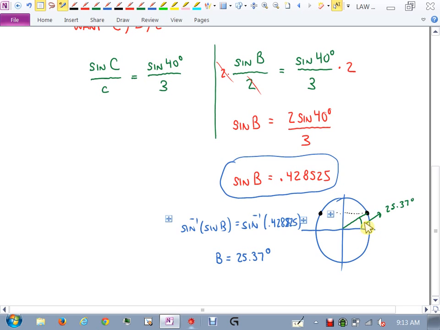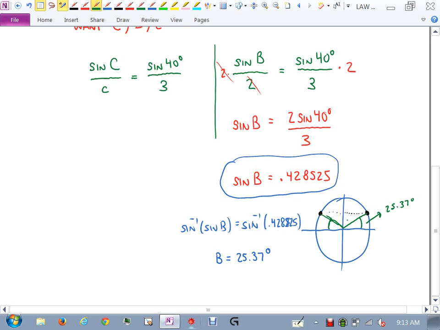So the angle here has to be the same, because what I need to do now is figure out what the angle is for this point, right? So the angle here should be the same measurement as this angle here in the second quadrant. So what I need to know is what's the angle that goes from here all the way to this terminal side. It's 180 minus that 25.37. So now just on your calculator, do 180 minus 25.37, and you get 154.63.